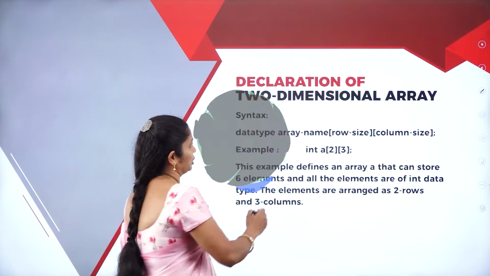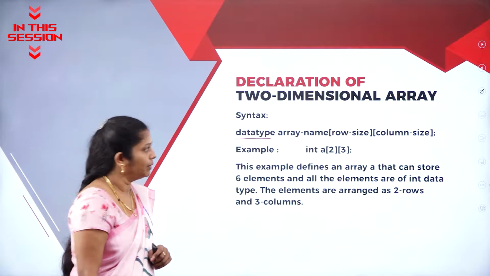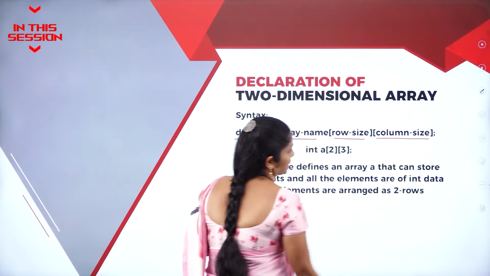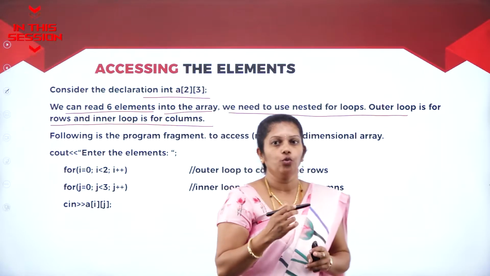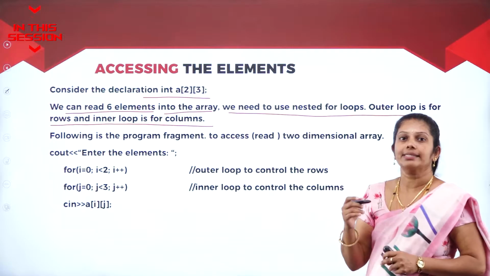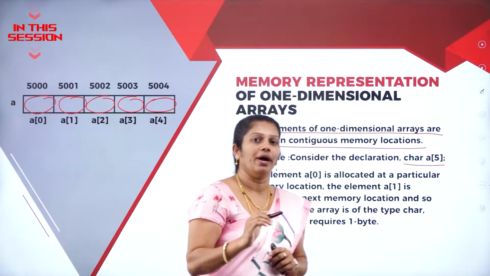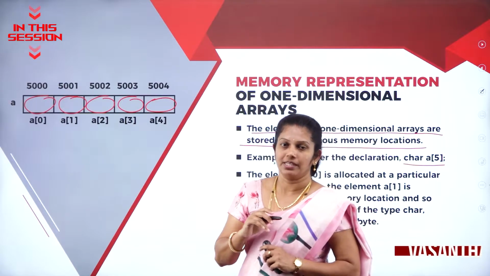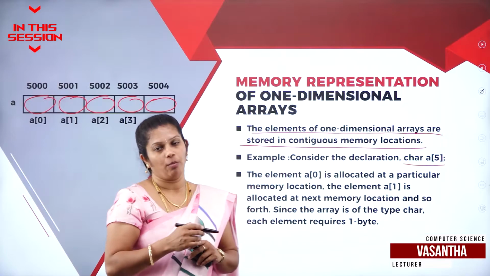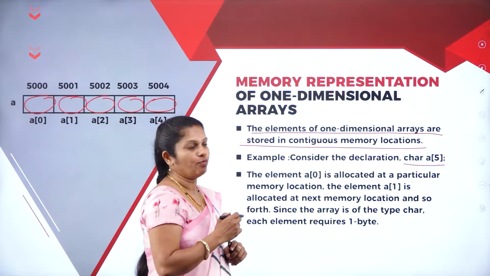To declare a two-dimensional array, as usual, first we have to write the data type, then the array name, the row size as well as the column size. Inside one for loop, if you have one more for loop, then it can be called a nested for loop. If it is character data type, then it will occupy 1 byte of memory space. If it is integer, then it will occupy 2 bytes of memory space. If it is float, then it will occupy 4 bytes of memory space.